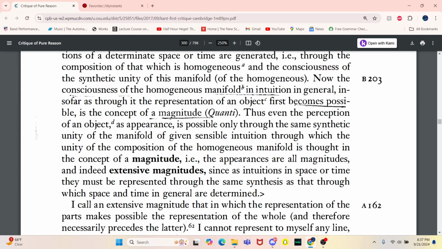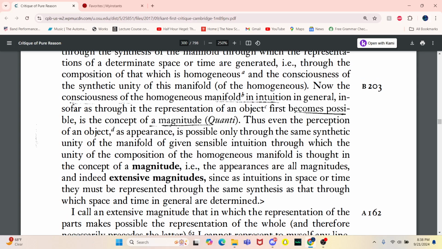Thus, even the perception of an object as appearance is possible only through the same synthetic unity of the manifold of given sensible intuition, through which the unity of the composition of the homogeneous manifold is thought in the concept of a magnitude, i.e., the appearances are all magnitudes, and indeed extensive magnitudes, since an intuition in space or time must be represented through the same synthesis as that through which space and time in general are determined.